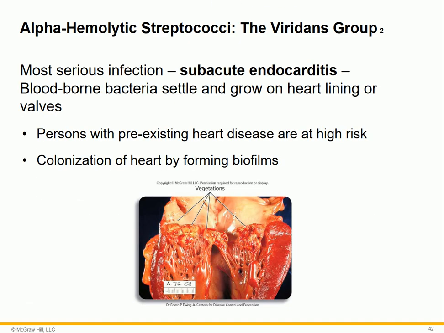Now, the viridans group can be responsible for a very serious infection, though, but remember, they're not aggressive. They have to be somehow admitted into the body, but when they do get there, if a person has a pre-existing heart condition, they could be at risk of developing what is known as subacute endocarditis. Subacute endocarditis is the inflammation of the endocardium of the heart, and here you can see the inside of the heart. They have what are known as vegetations on the valve, damaging the valves.